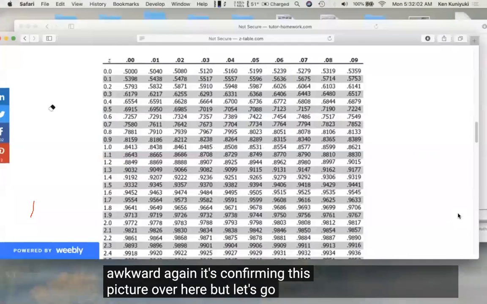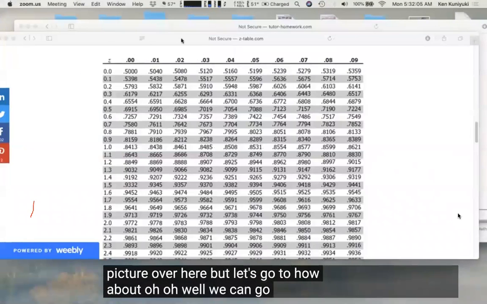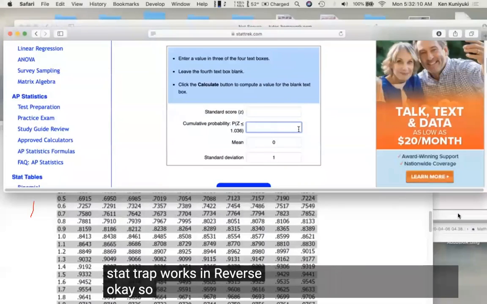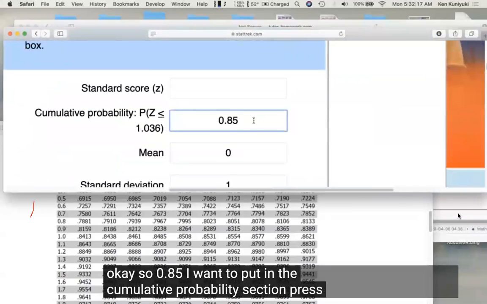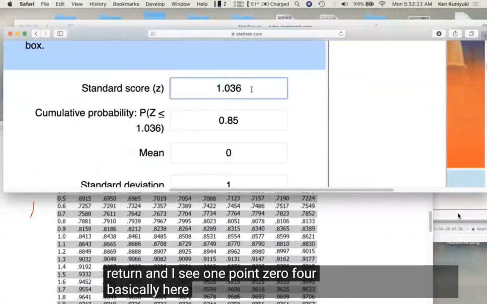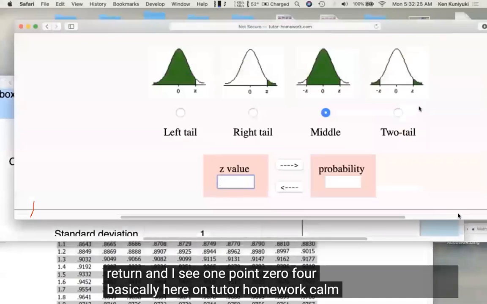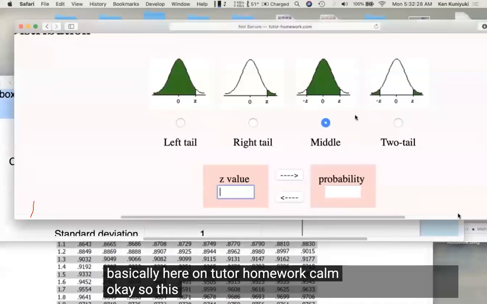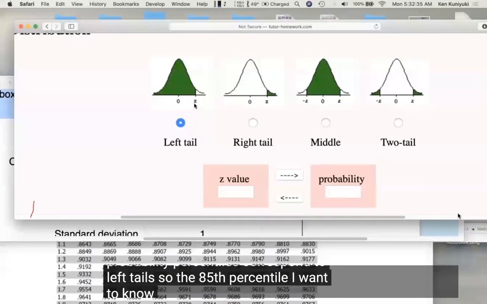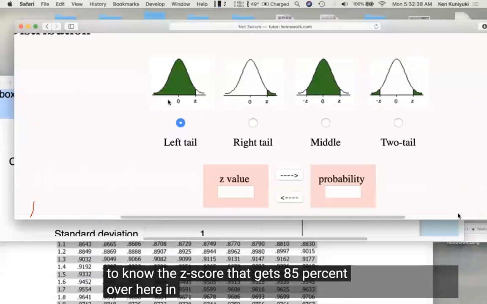But let's go to, how about, StatTrek. StatTrek works in reverse, okay? So 0.85 I want to put in the cumulative probability section, press return, and I see 1.04 basically here on tutorhomework.com. Okay, so this time we want a left tail probability. Percentiles correspond to left tails. So the 85th percentile, I want to know the z-score that gets 85% over here. In fact, this picture looks pretty good.